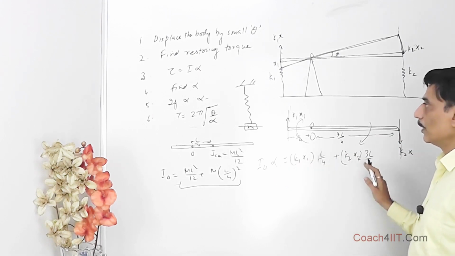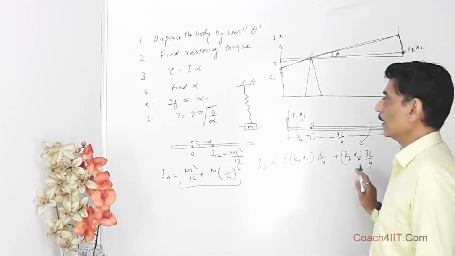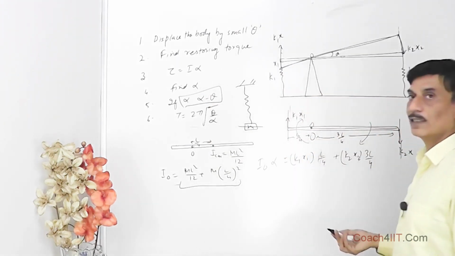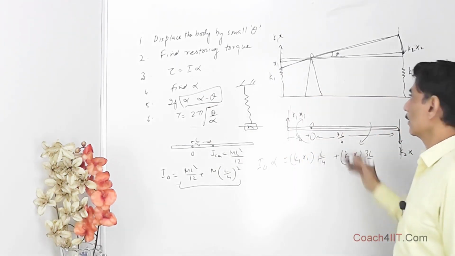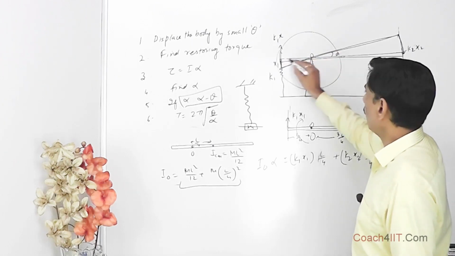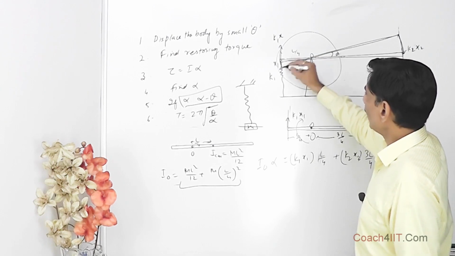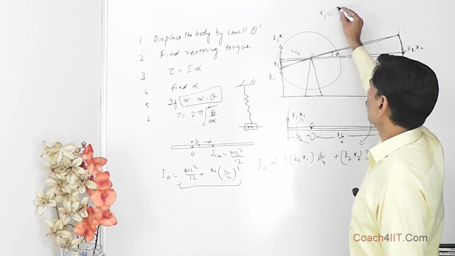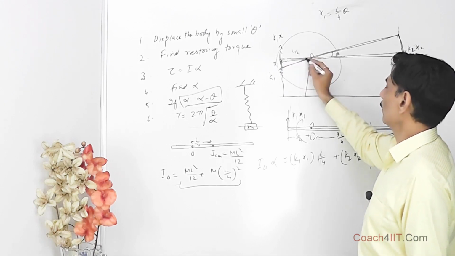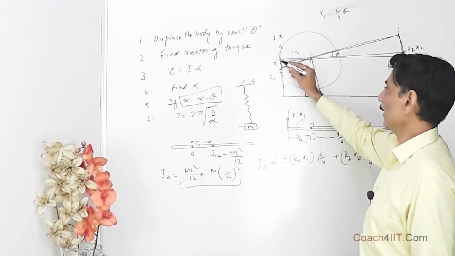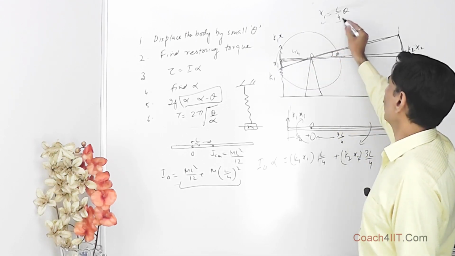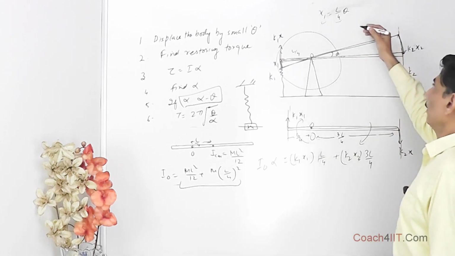Now our intention is to prove that alpha is proportional to minus theta. We have to prove that. Where is theta? There is nowhere theta, so let's see where we can put theta. Over here this point is moving in a circle of radius L by 4. So this x1, the length of the arc, is going to be L by 4 into theta. S is equal to r theta, this is S, that is x1. What is r? r is L by 4. So S is equal to r into theta, so x1 comes out to be L by 4 theta.